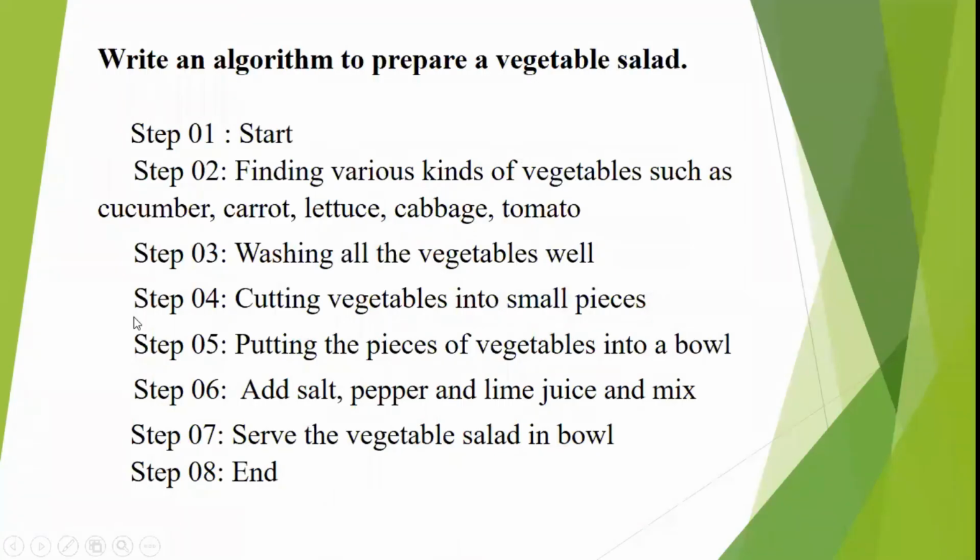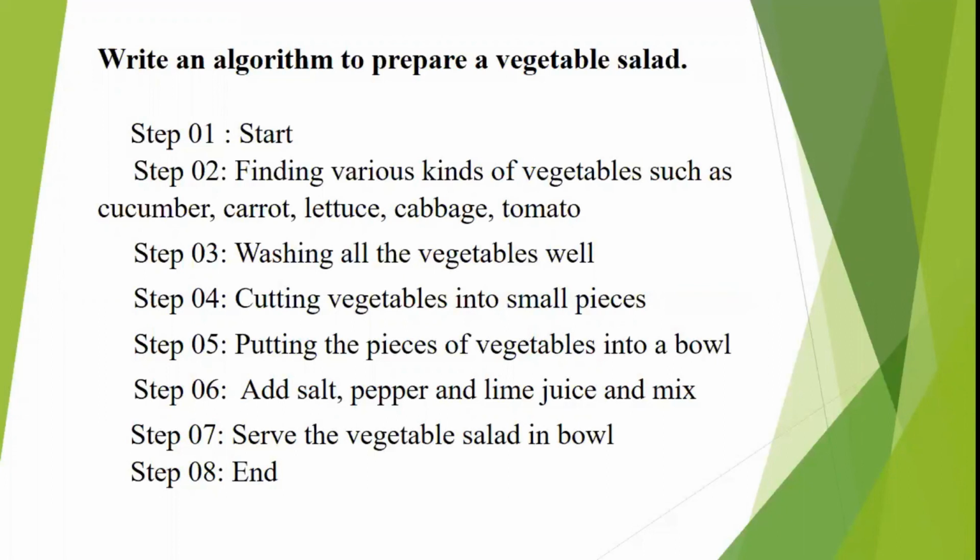So this is an algorithm to prepare vegetable salad. Similar to the fruit salad, we can go for a vegetable salad, right? Step 1 is start, step 8 is end, right? So step 2, you find various kinds of vegetables like cucumber, carrot, lettuce, cabbage, tomatoes. Some people put chilies, right? Bell pepper, like that. So then step 3, you wash all the vegetables, right?